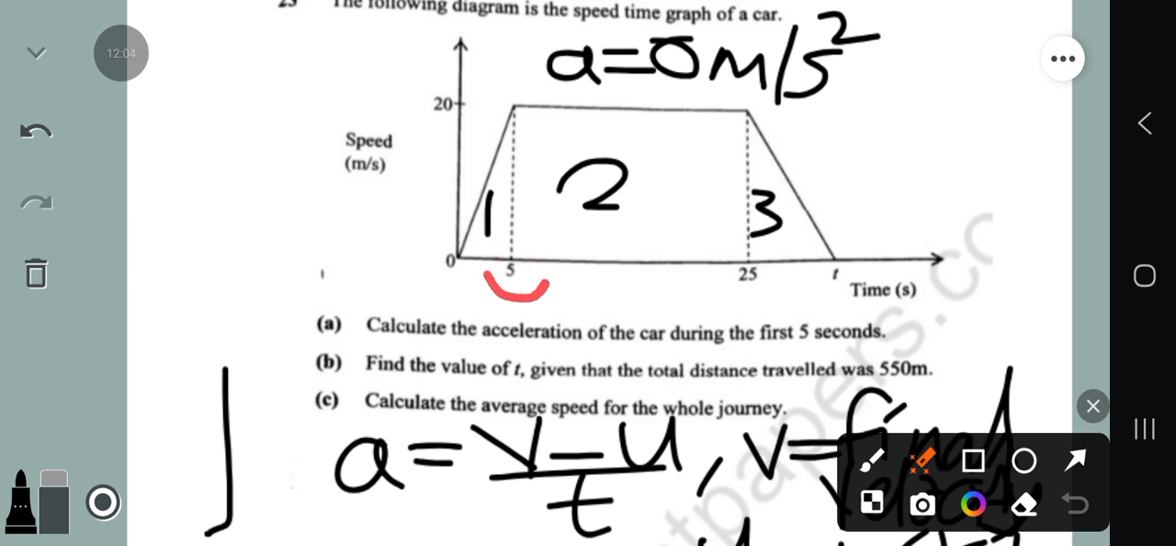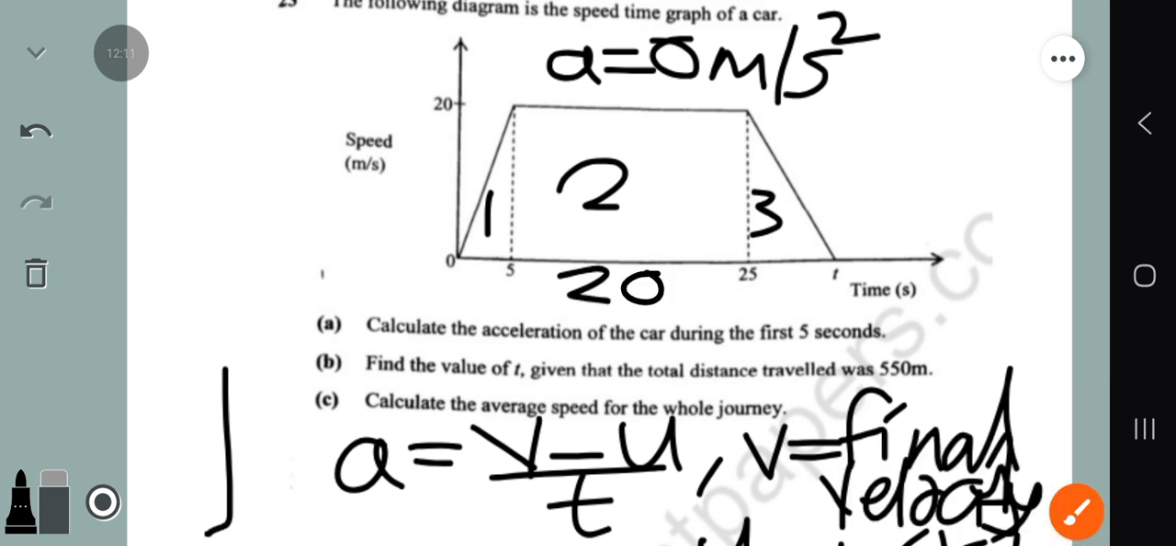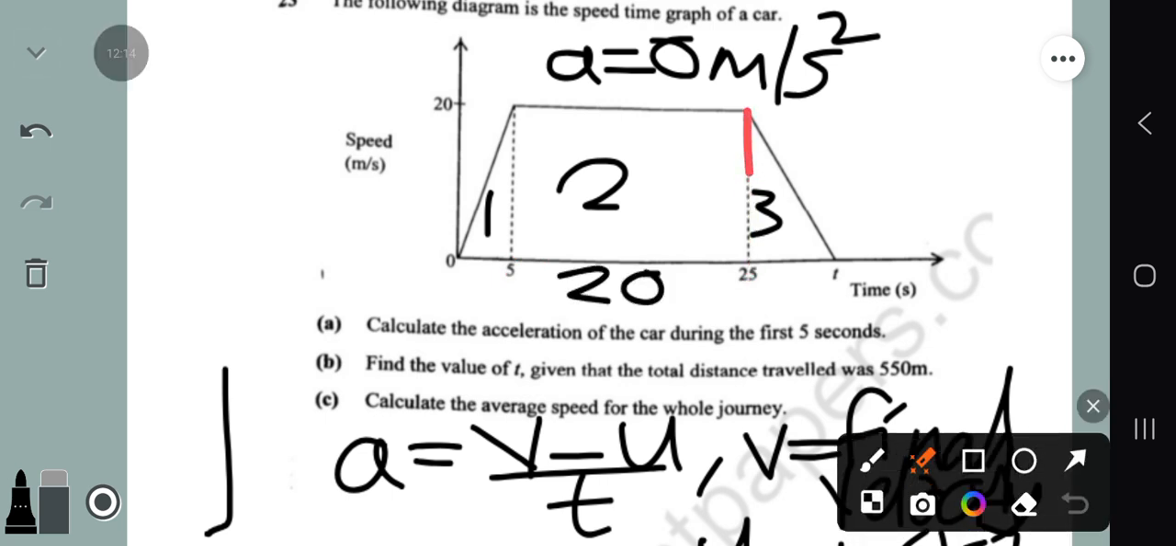What is the difference between 5 and 25? So 25 minus 5. So the length is 20 here, right? What is the height? 20, right? This is the same as this. So the height is the same as 20. So the area of the rectangle is found by length times the height, or length times breadth. How am I finding 20? Remember, the rectangle starts from 5 and ends at 25. So I need to find the difference between 5 and 25. So 25 minus 5, I'm finding 20.